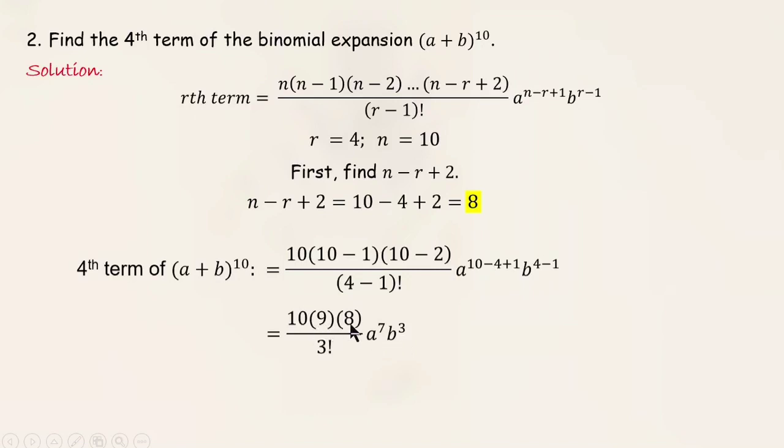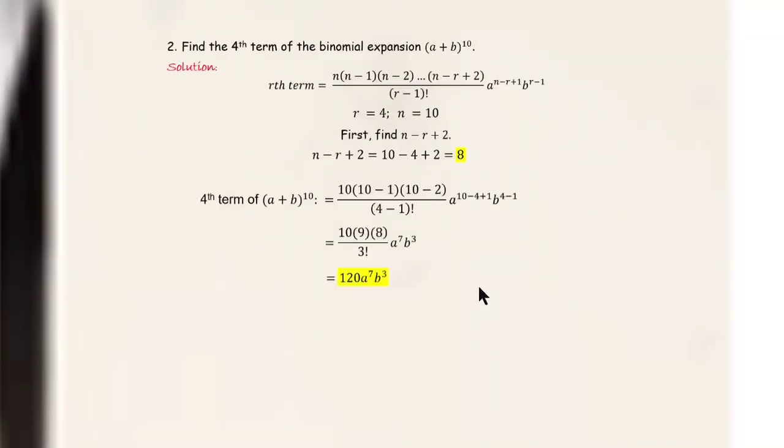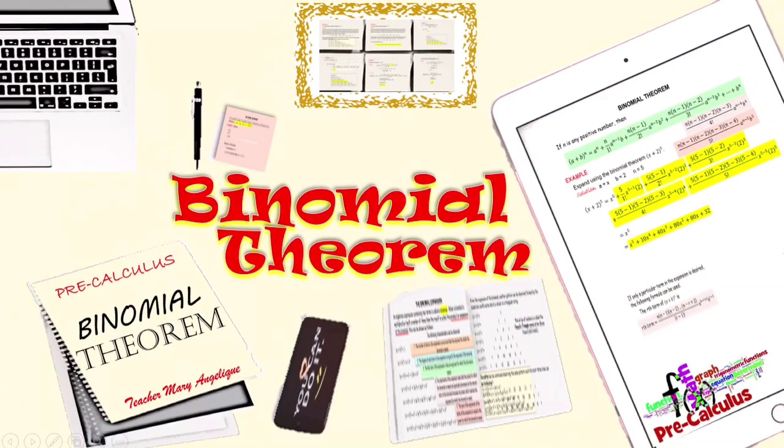10 times 9 times 8 is 720. 3 factorial is 6. So 720 divided by 6 is 120. And copy the variables a raised to 7 and b raised to 3. And this is the fourth term of the binomial a plus b raised to 10. And that is all about the binomial theorem.